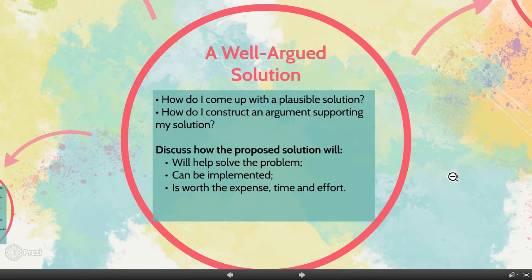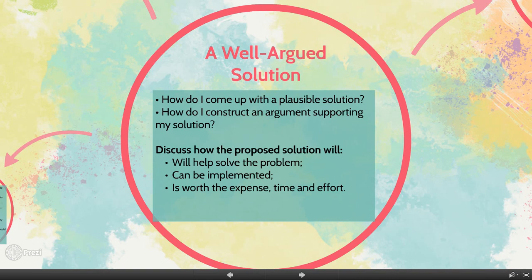Okay, so remember that you want to have a well-argued solution. These are the questions I want you to start asking yourself. How do I come up with a plausible solution, and how do I construct an argument supporting my solution? Well, the first thing you're going to do to come up with a plausible solution is look at your research. For Thursday's homework, you're going to find 2 articles that already suggest a solution. You may not agree with it, you might agree with it. But either way, you're going to use that research to help make your own solution plausible, credible, and realistic.